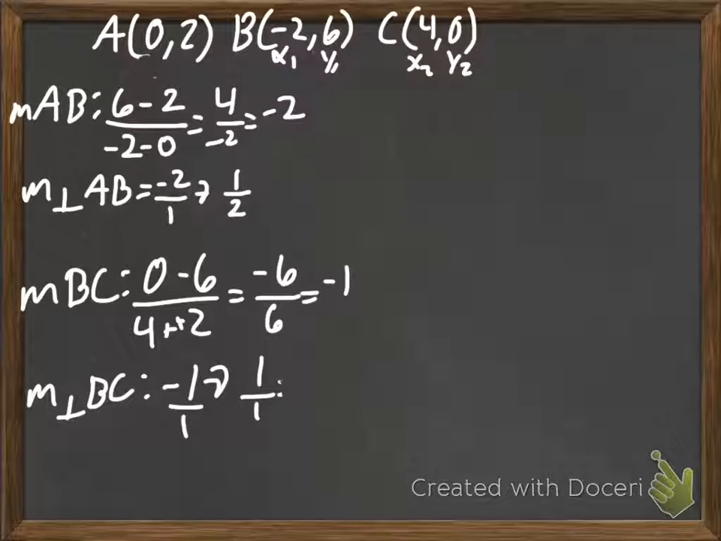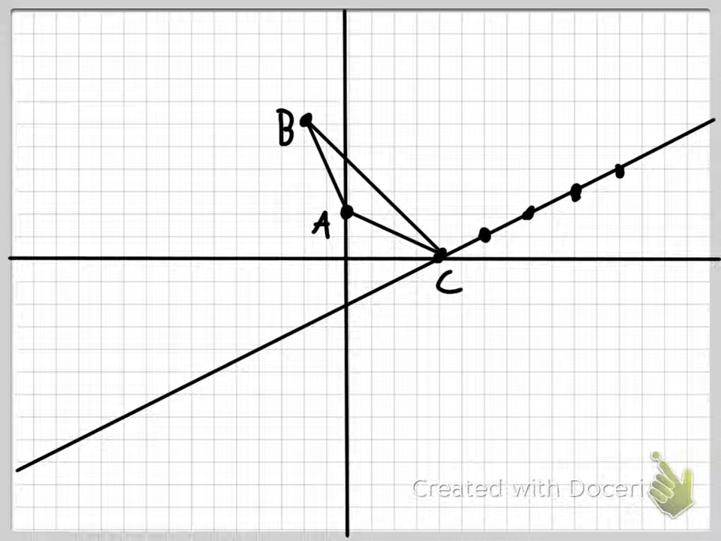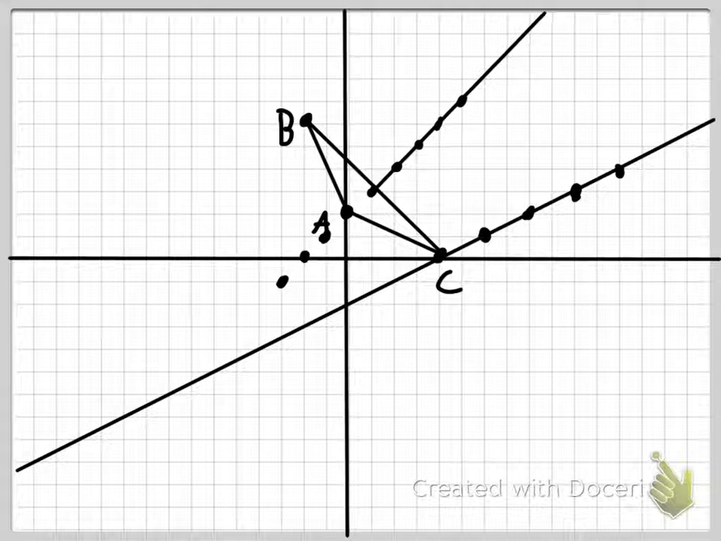But we're going to leave it as 1 over 1. So we have a rise and a run. So now we're going to look at A, and we're going to go up 1 over 1 here. And then we're going to go the opposite way, so down 1. Then I'm going to draw a line through those dots both ways.